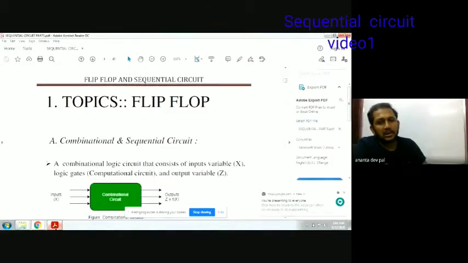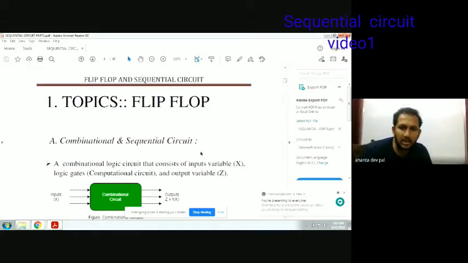This is the combination circuit and sequential circuit. Combination circuit consists of input variables, logic gates, and output variable. So there is the input. Depending on the input, we will get the output. This is the diagram of combination circuit.